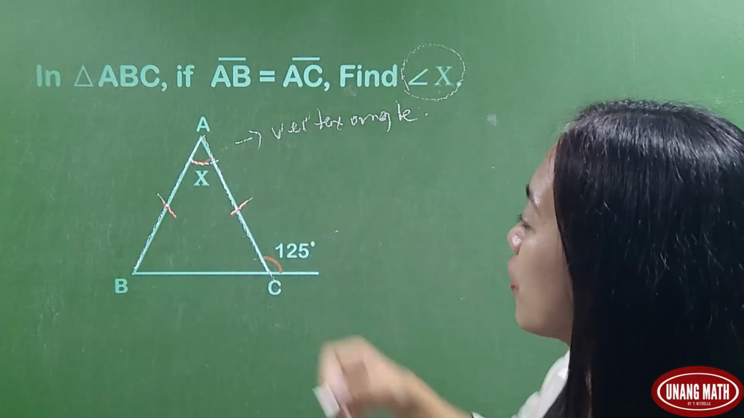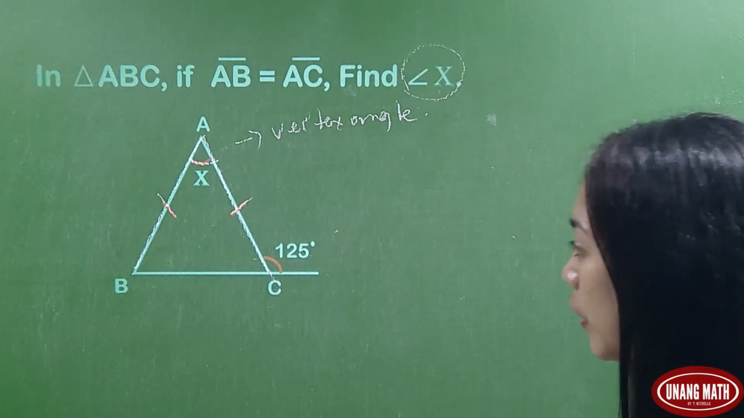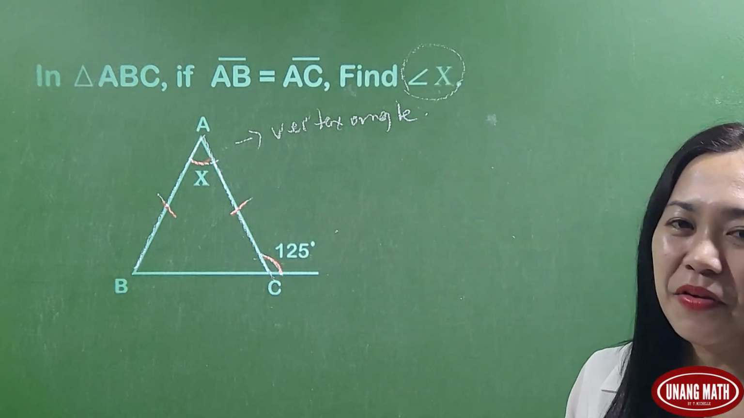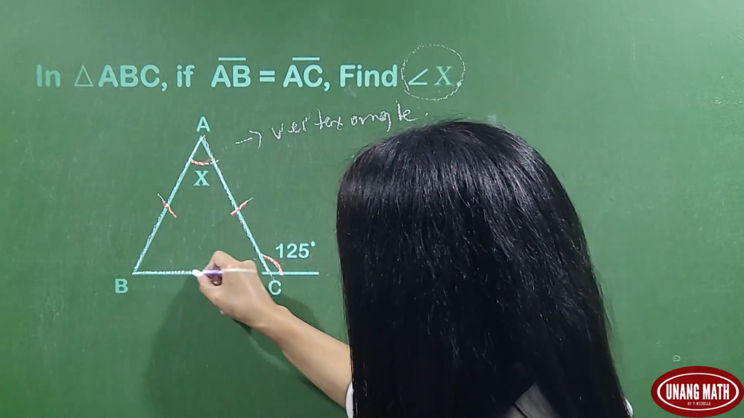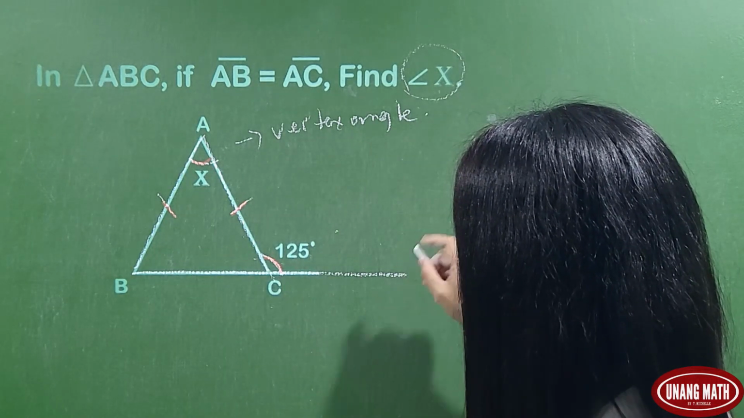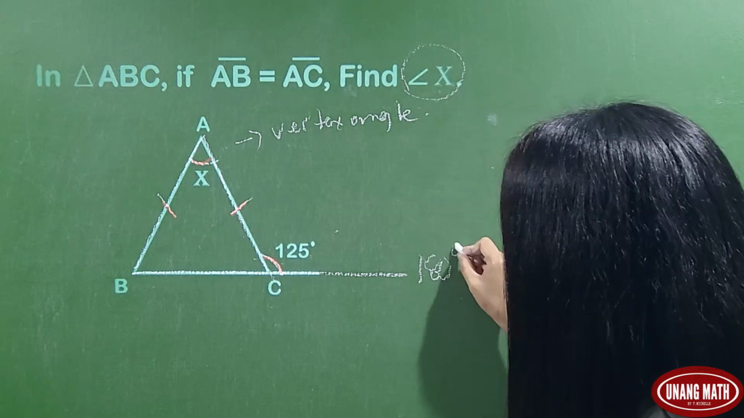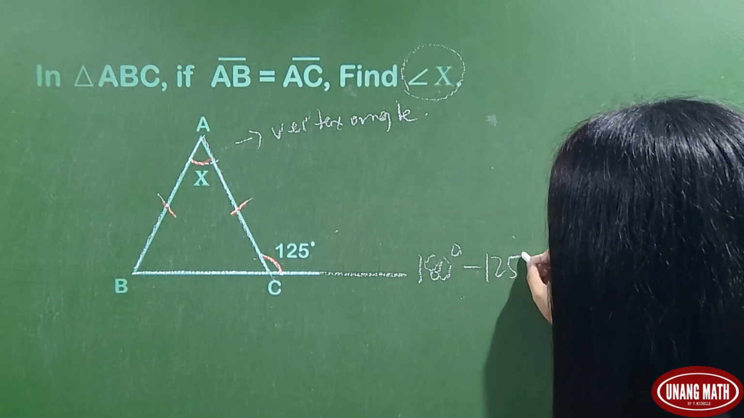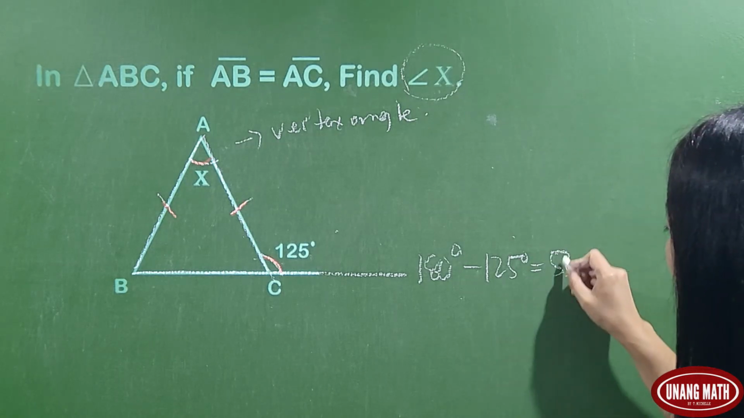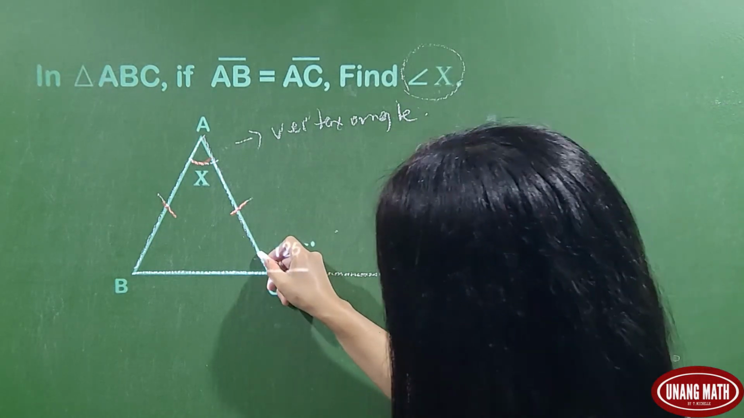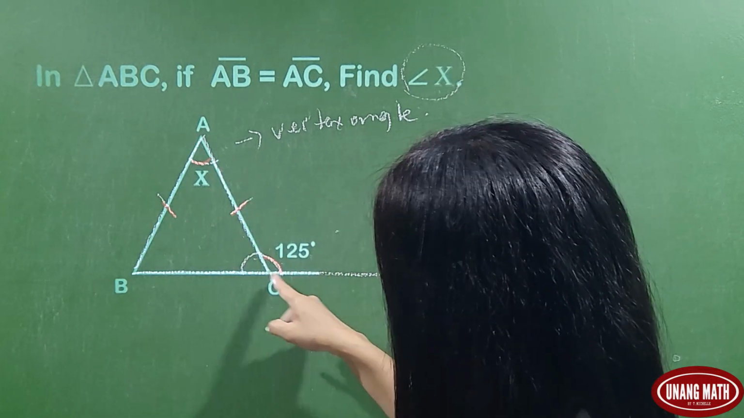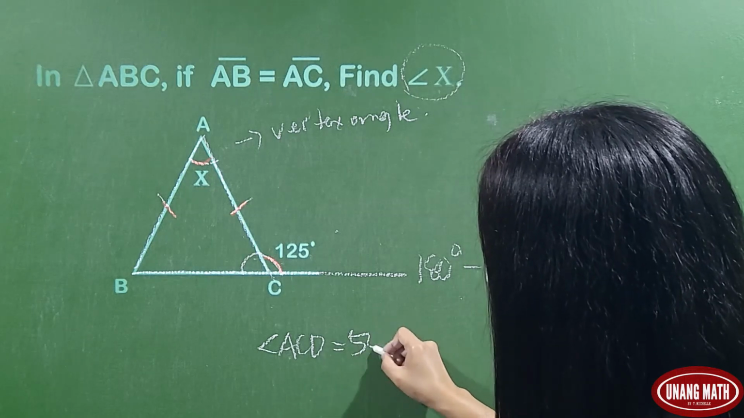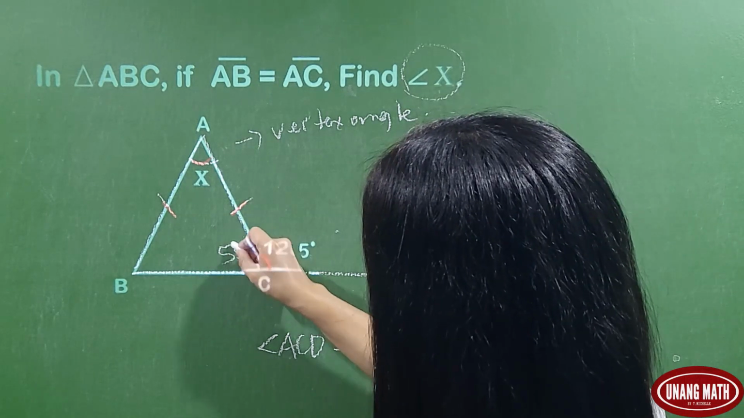Okay, to find the measure of angle X, we have a clue here. This angle measures 125 degrees. Okay, since this is a straight angle, it measures 180 degrees. So 180 degrees minus 125 degrees is equal to 55 degrees. So it means this angle, or angle ACD, is equal to 55 degrees.